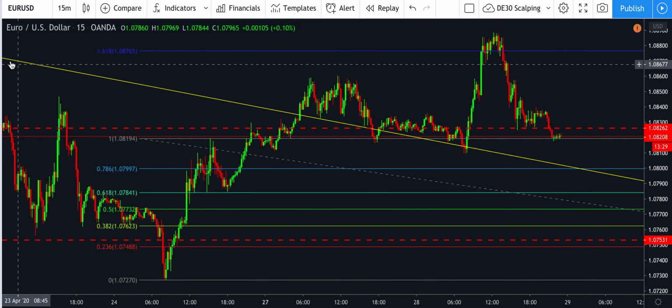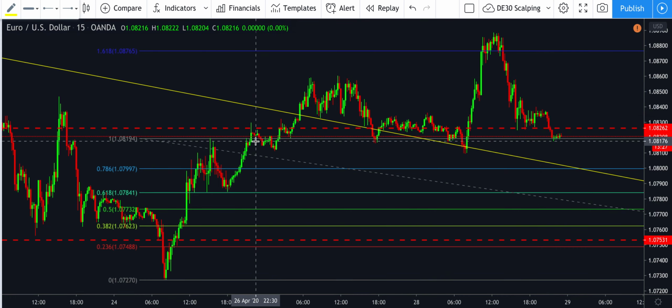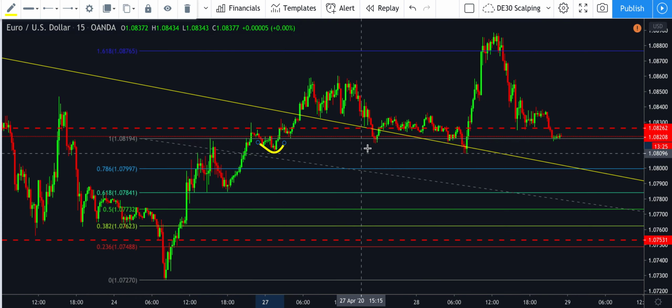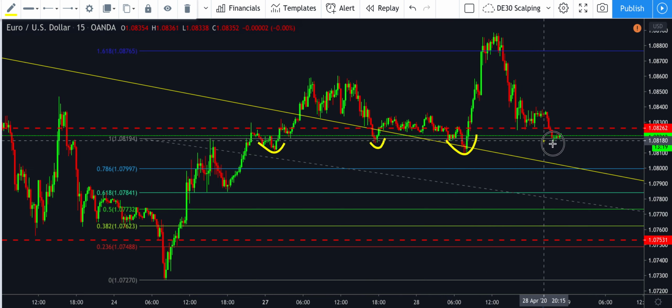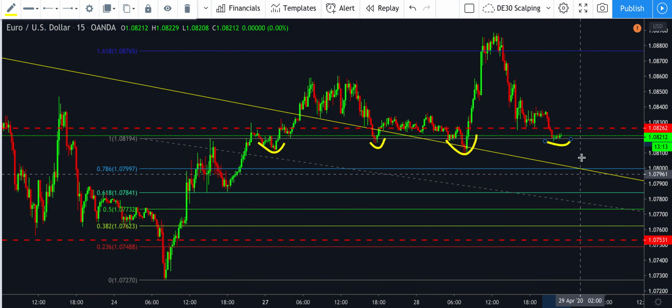We already had one try to break it, then another, and then another. So let's see what happens here. If we break it, this will be the fourth time, and it means price will go lower, to the round number of 1.0800. So here is the opportunity, and good luck.